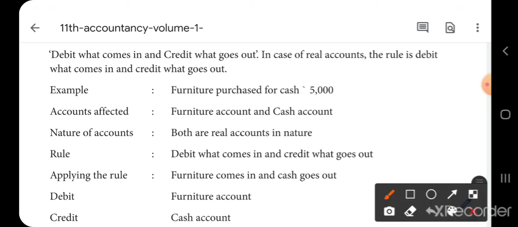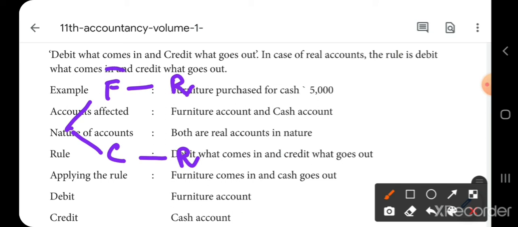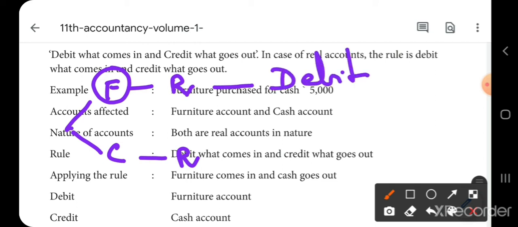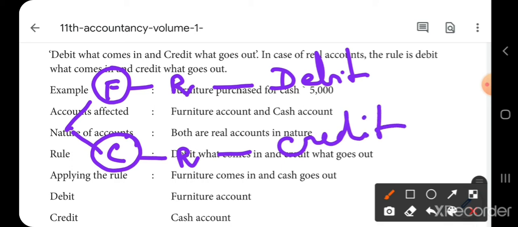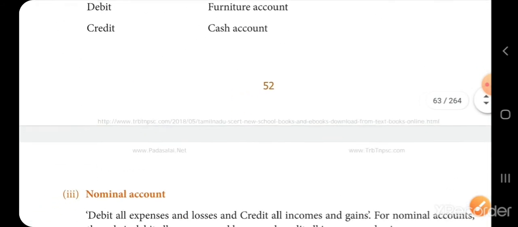Once again, I repeat. Furniture purchased for cash. What are the two accounts involved? Furniture account and cash account. Furniture is a real account. Cash is also a real account. What is the rule for real account? Debit what comes in. Here furniture is coming in. So, you debit furniture. Credit what goes out. Cash is going out. So, you credit cash. That's all. Now, next one, nominal account.